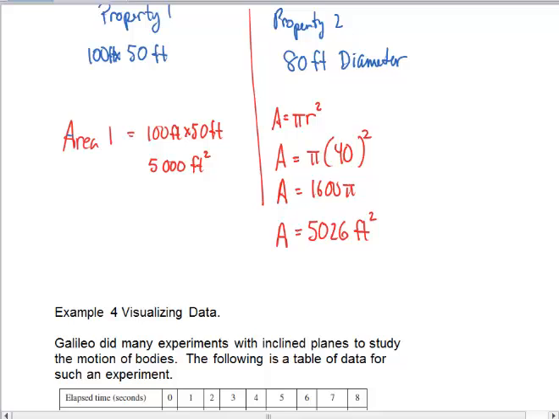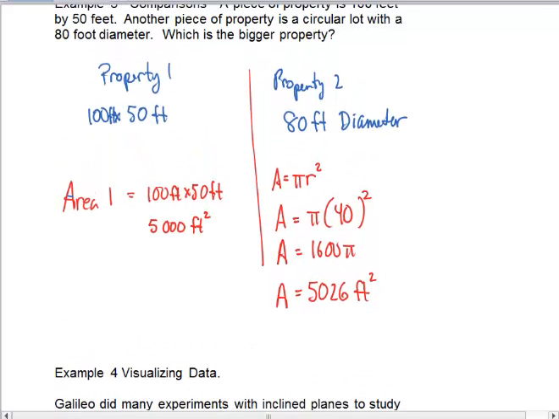Well, I've worked out both problems, and the rectangular area was pretty easy to figure, and so was the circular. But the only thing you have to remember is that for the circular property, it's a diameter that they gave us, so we have to make sense of that and make sure we're using the radius. It turns out that I would consider this to be a tie, although the circular one is a little bit bigger. They're virtually the same size pieces of land.